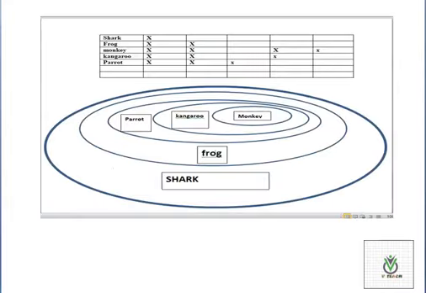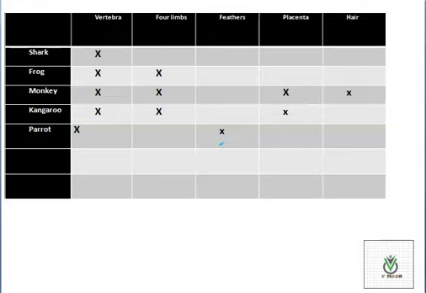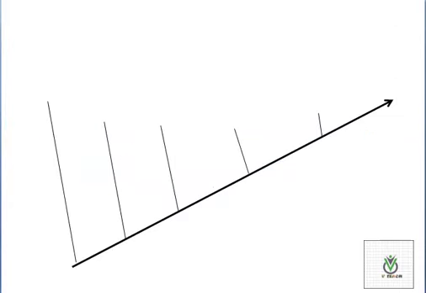Now we take one more example, and that is of a few animals which we have found, like sharks, frogs, monkeys, kangaroo, parrot. So we observe certain structures in these organisms. Vertebral column, vertebra, are found in all these organisms. Then we see limbs. Limbs are found in all these organisms. Feathers are found only in parrot. Placenta is found only in monkey and kangaroo, and hairs are found only on the monkey. So accordingly we prepare a Venn diagram, and according to this Venn diagram we prepare this cladogram.